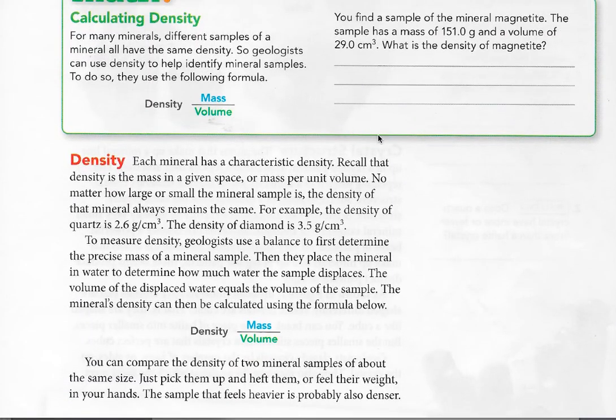All right, remember density? We talked a little bit about that. Each mineral has a characteristic density. Recall that density is mass in a given space or mass per unit volume. No matter how large or small the mineral sample is, the density of that mineral remains the same. For example, the density of quartz is 2.6 grams per centimeter cubed. The density of diamond is 3.5 grams per centimeter cubed.